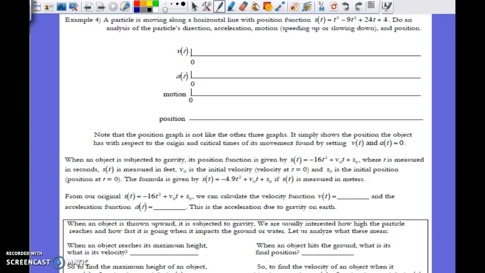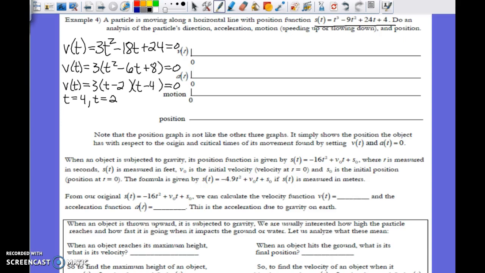Okay, let's try this again for example number 4. Here's our equation. And the first thing we need to do is take the derivative to find v of t, and then set it equal to 0. In order to do this, we need to factor it out, starting with the 3, and then taking care of the inside, leaving us with the points 2 and 4. Now that we know the velocity is 0 at 2 and 4, that means the slope at those 2 points is 0, at 4 and at 2.